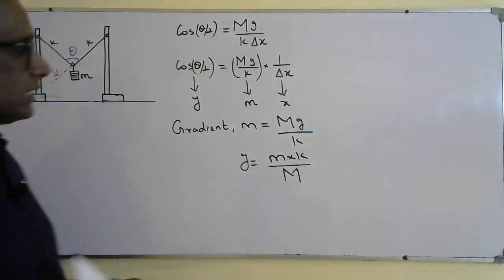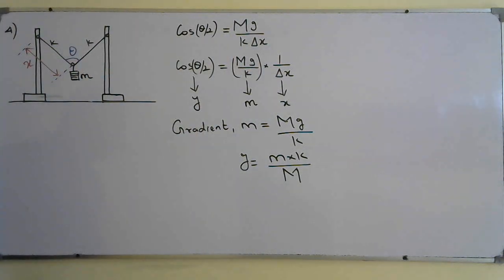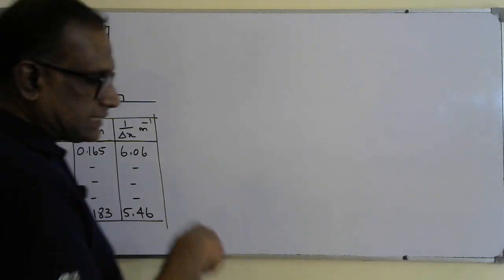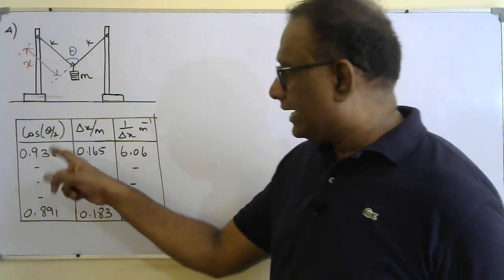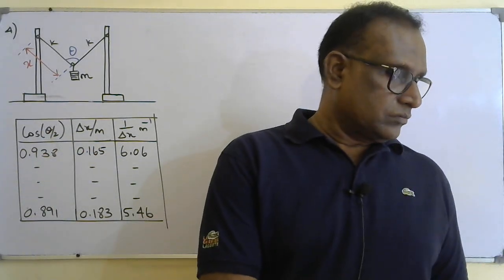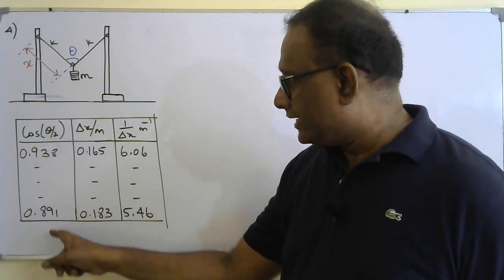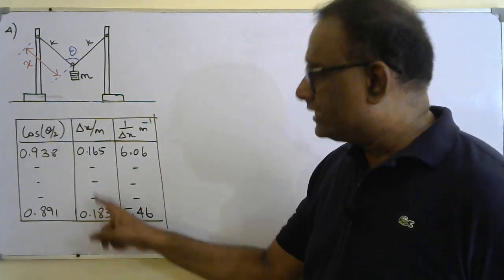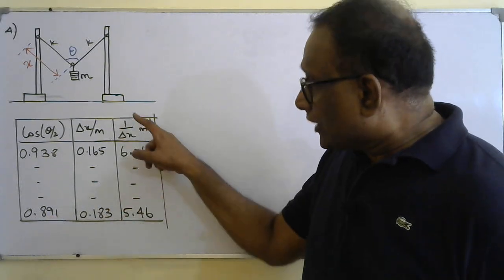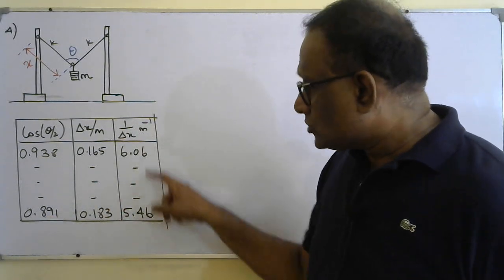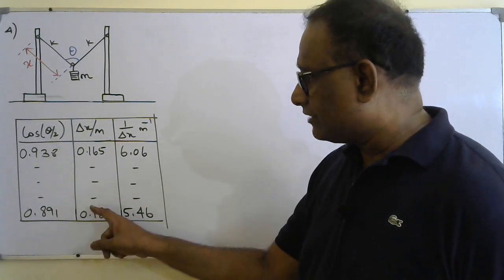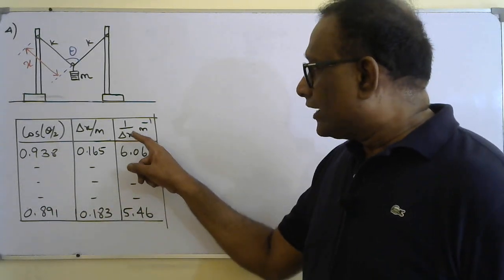Right, next thing is about the graph. This is the table given. The table has cos theta by 2, 5 values, 5 readings. Delta x also they gave 5 readings, but I didn't write everything. I wrote the maximum and the minimum. 1 over delta x we need to calculate, and that also must be written with the same significant figures. The data given are all 3 significant figures, so you also should give 1 over delta x in 3 significant figures.